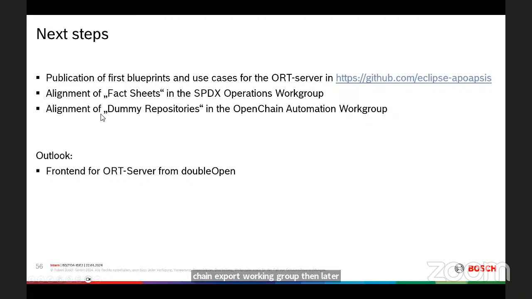On the other side, you see, it's not always perfect to use existing examples, like here the open source projects. It worked somehow, but for explaining, it's not that easy. So therefore, there was already the idea of having those dummy repositories. And based on those dummy repositories, I could think of having some simulation to simulate some setups, so that we can use it to make an end-to-end showcase. And as an outlook, as I already mentioned, there will be a front end for the Ort server from Double Open. They're currently working on that.